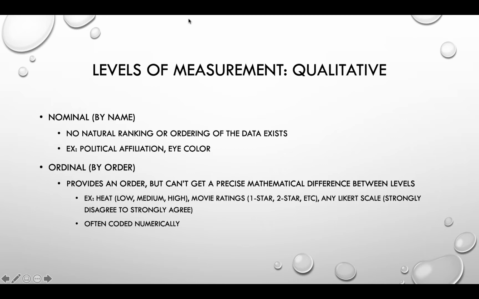This is one of the arguments with Likert scales, that when something is ordered, and I give you the example here of strongly disagree to strongly agree, how do you know that there's equal spacing between strongly agree, disagree, and disagree, as well as agree and strongly agree? We don't know precisely that there's equal distance between those orderings. But keep in mind that ordinal data is often coded numerically.